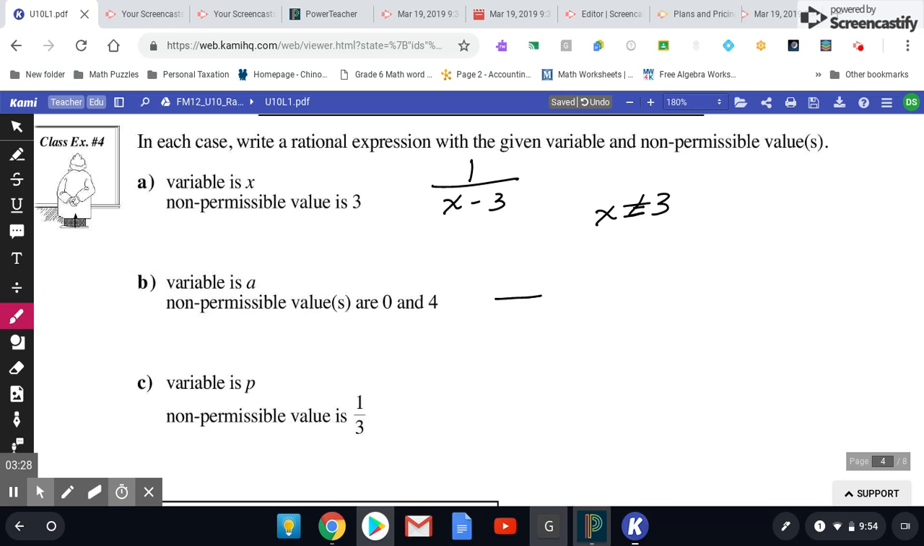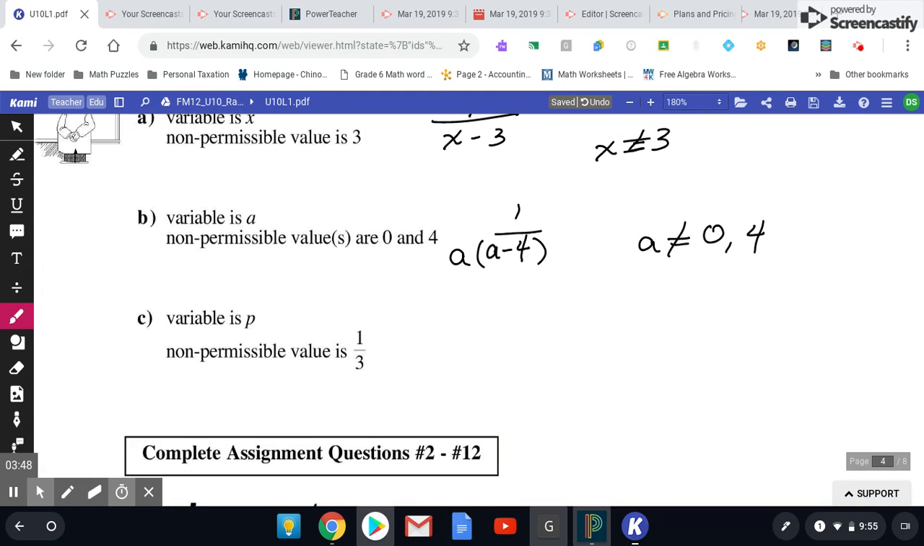What about if the variable was an a? We're going to use an a. We're just going to put 1 on the top. You couldn't have a 0 or a 4. Probably put an a in the front to show that it could not be 0, and then a minus 4. That would give you the non-permissible values or the restrictions. A would not be able to be 0 or 4.